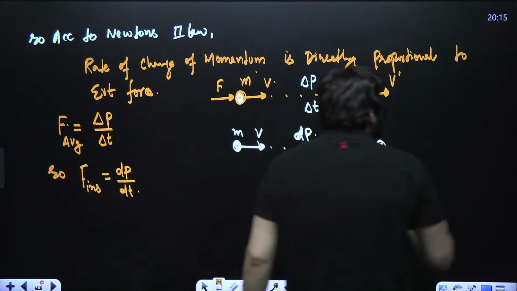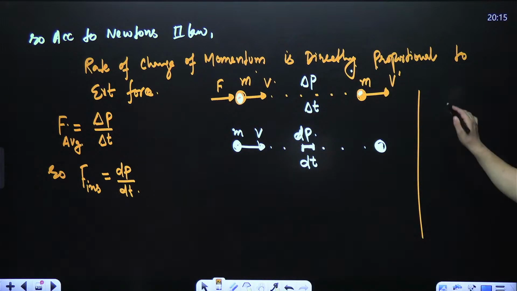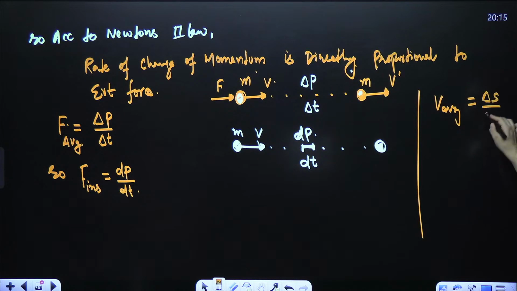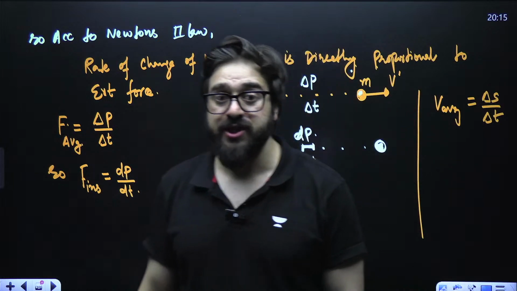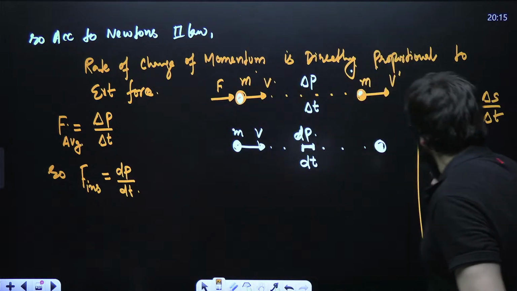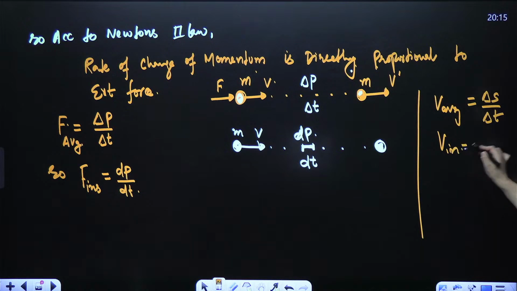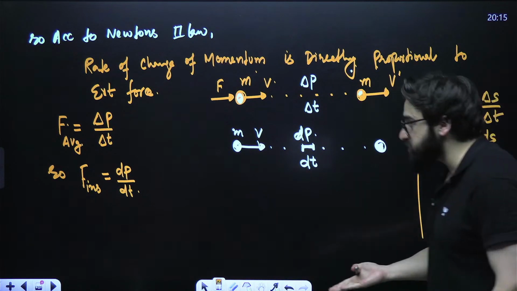Like, you might have studied, average velocity is simply delta s divided by delta t. Total change in displacement upon total change in time is average velocity. And instantaneous velocity is what? Small change in displacement upon small change in time. Same is the case over here.